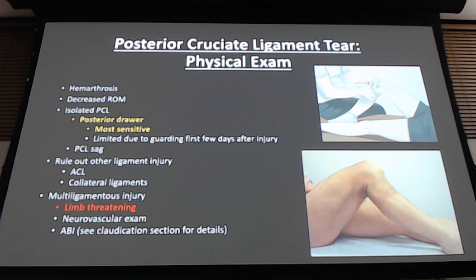Does that make sense? Okay. So again, if you have an ACL injury and a PCL injury, then you have to bring it to neutral and pull forward, right? And pull and push backwards to determine whether or not there's an ACL and PCL injury. Okay? If you don't get it yet, we'll go through it in lab.